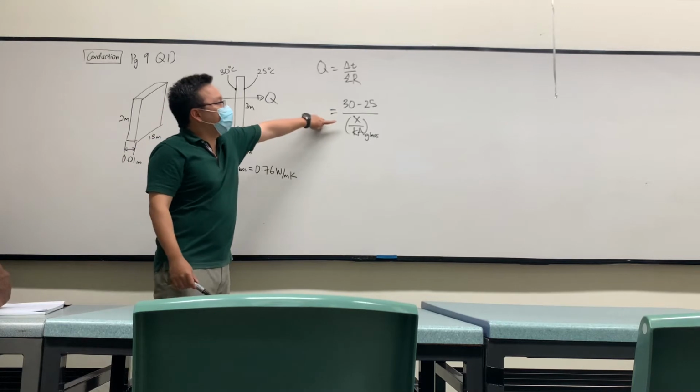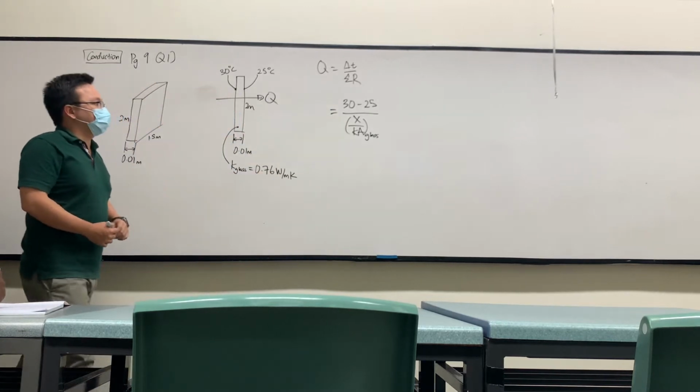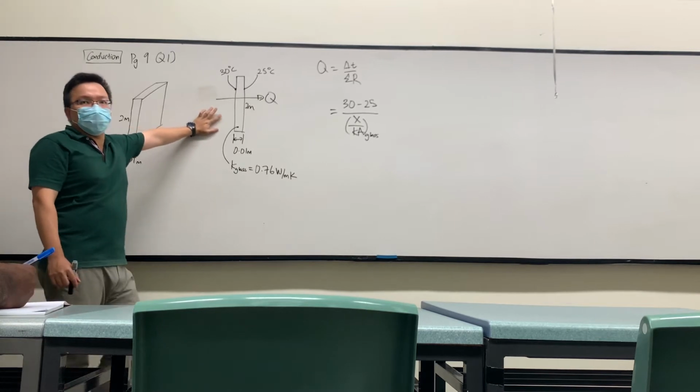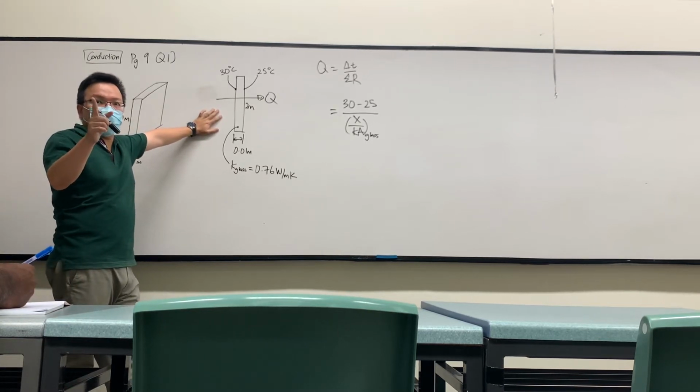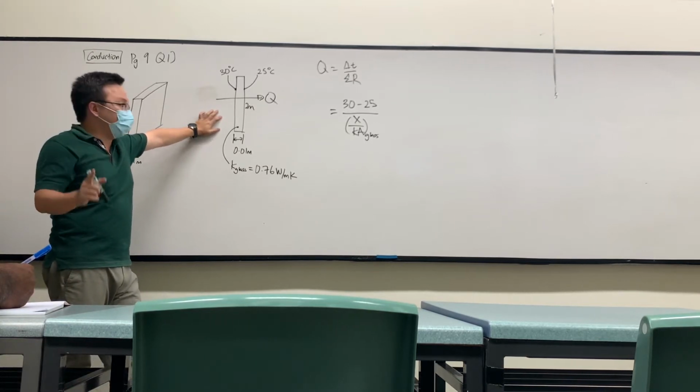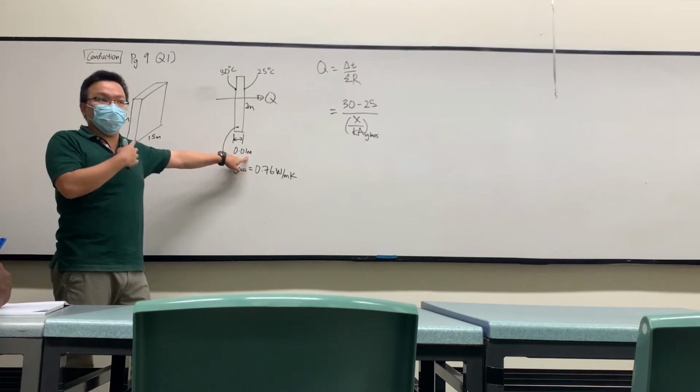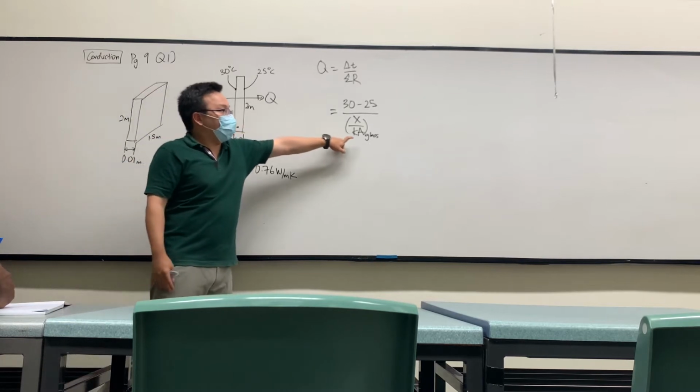So X, what value? Do the number. What's the X value? 0.01 meter. Okay, it's actually 10 mm, I'm converting into meter. Okay, so everything is in SI units. A, what's A?